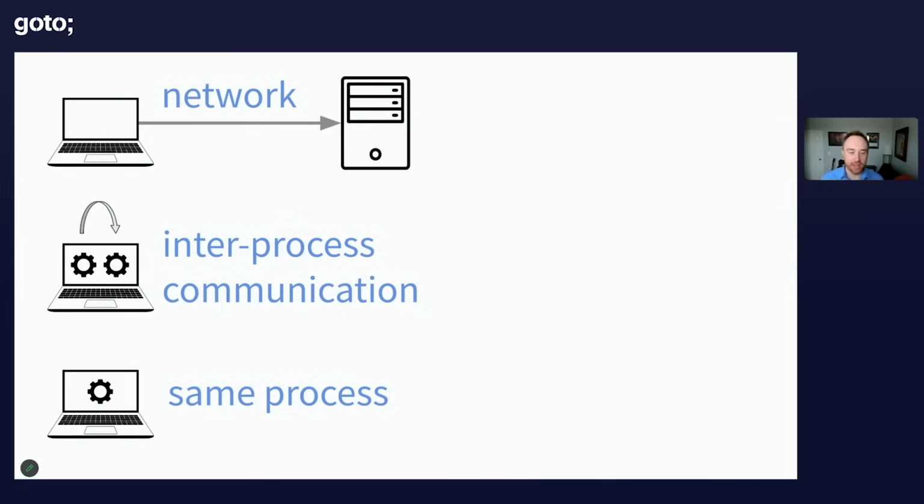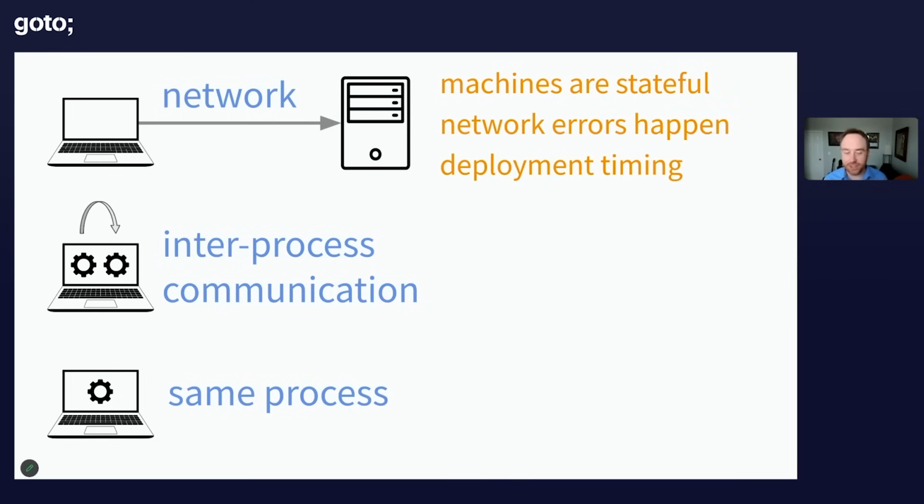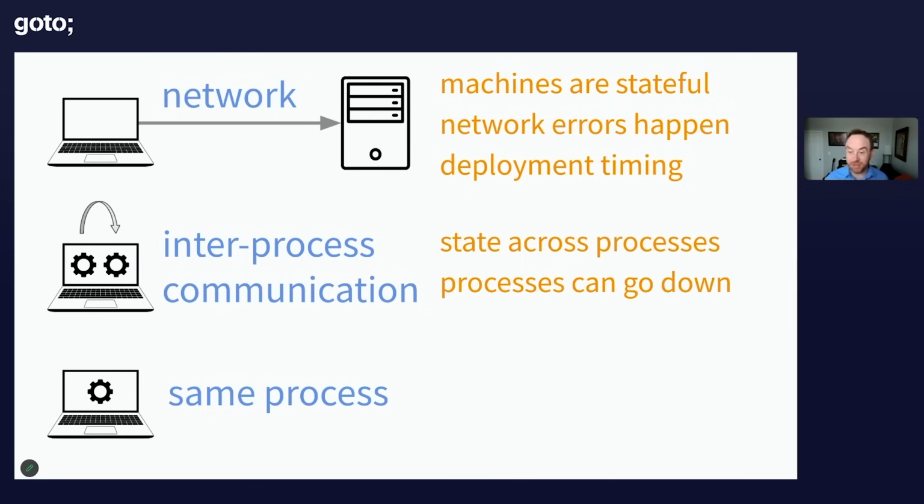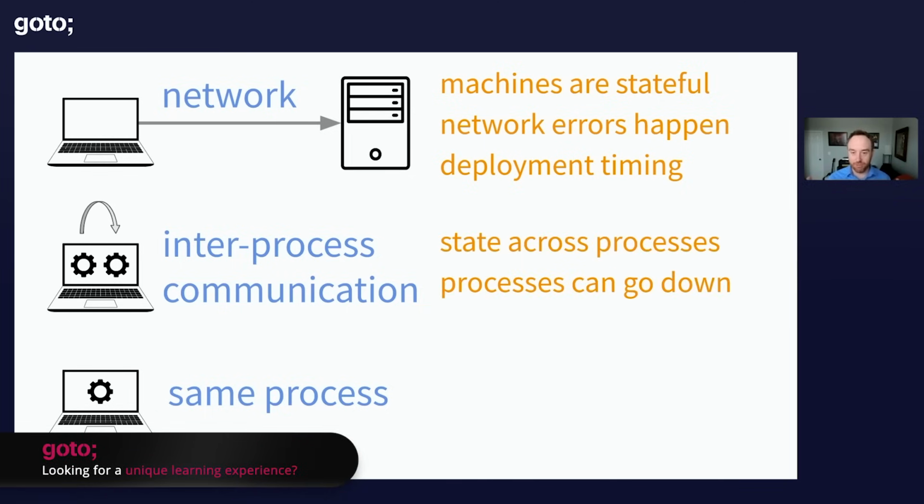But basically, if you're interested in calling functions across languages, we talked about 3 different ways of doing this. We talked about the network, inter-process communication, and the same process. Now, there are definitely some trade-offs here. Something we didn't really talk about, and will just talk through briefly, is going across the network. Look, machines are stateful, right? Servers can be down, network errors can happen. There's deployment timing issues where you can have the wrong version running of different things. With inter-process communication, there's also state across processes. A process can be down. One process can be running a different version of the binary than you thought it was.